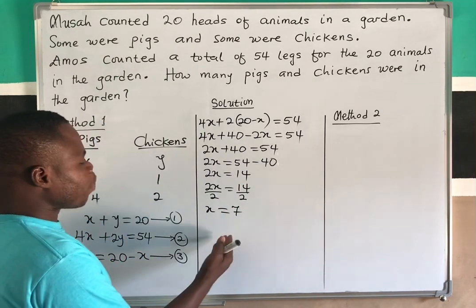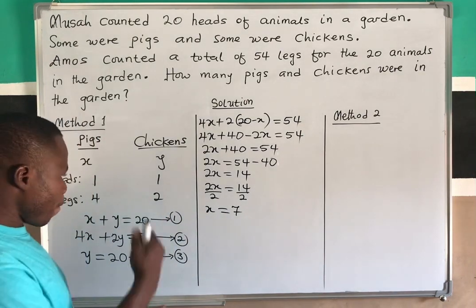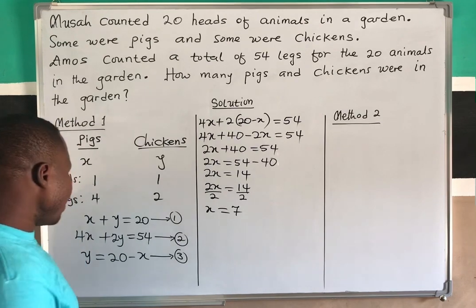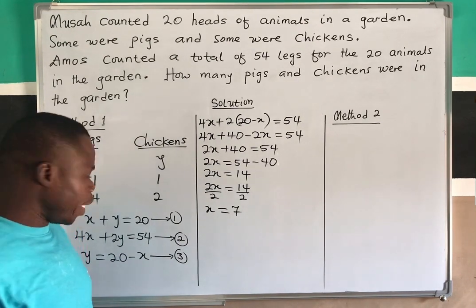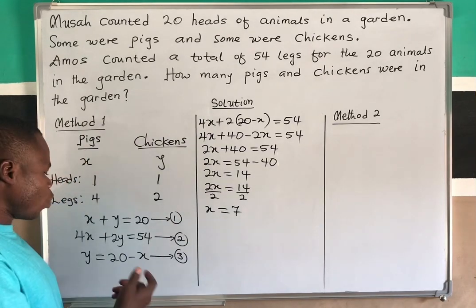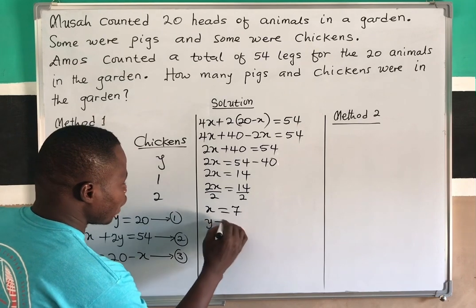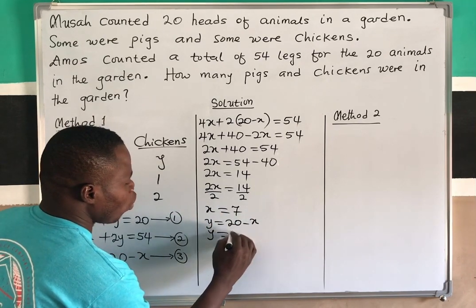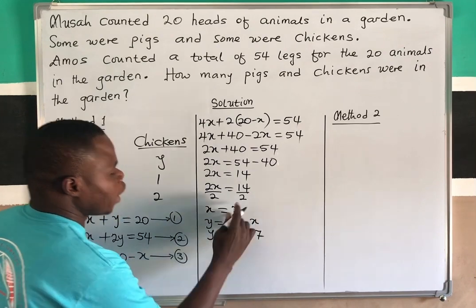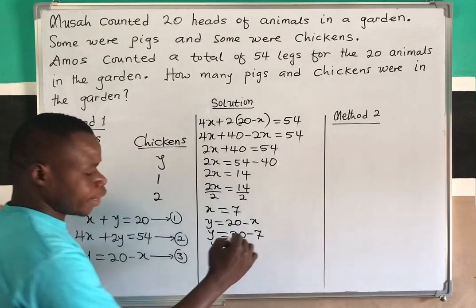Now, I will substitute the value of 7 into any of these equations to solve for y. But it will be easier for me to put it into equation 3, because in that one, y is already the subject. So substituting x, which is equal to 7, into equation 3, I will have y is equal to 20 minus x. So this will be y is equal to 20 minus 7, because x is 7. And y will be equal to 20 minus 7, which is 13.